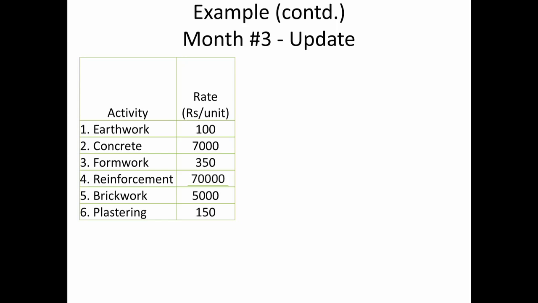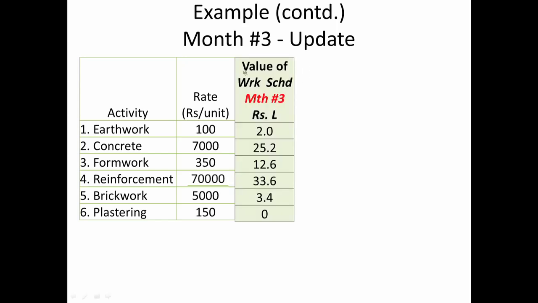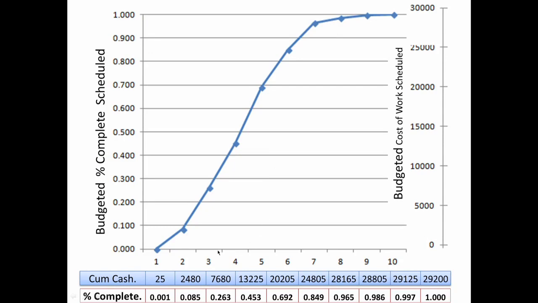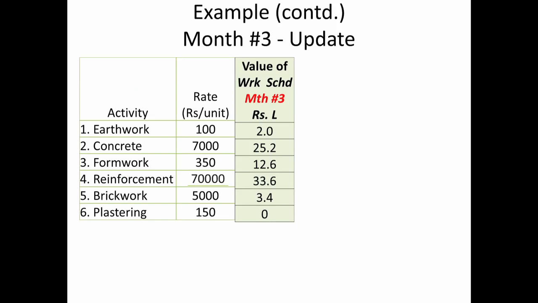Now on the month 3 update, I am showing the planned or budgeted value of work scheduled for month 3. This is coming from my S curve. This specifically is the value of work I have budgeted at month 3, so this is the point which I am interested in. You can see this is continuous over all the months as it's planned, but in my third update I am looking at this particular value, and this is the value of work scheduled for month 3.